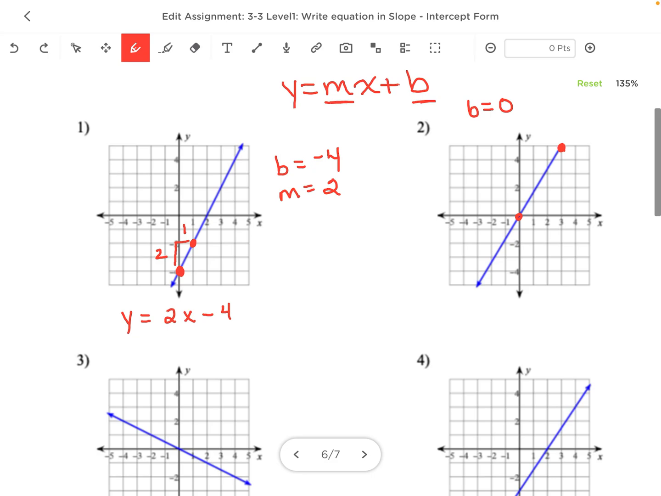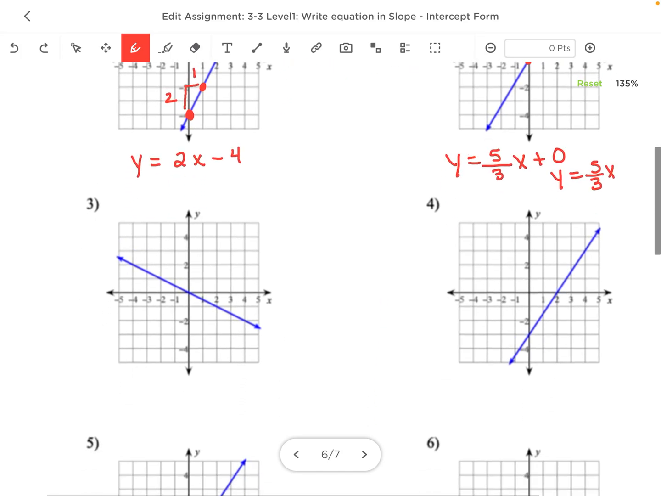So notice I'm going up 5. There's my rise. And then I'm going over 3. So my slope in this case is 5 over 3. So my equation is y equals 5 over 3x plus 0. Now you don't have to write the 0, so if you just write y equals 5 over 3x, that would also be fine. Okay, let's try one more.